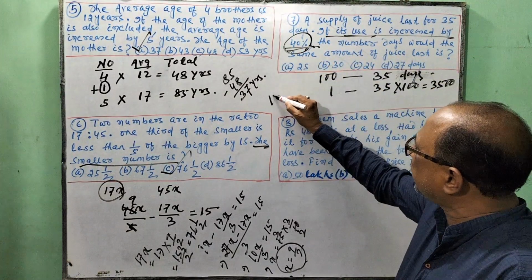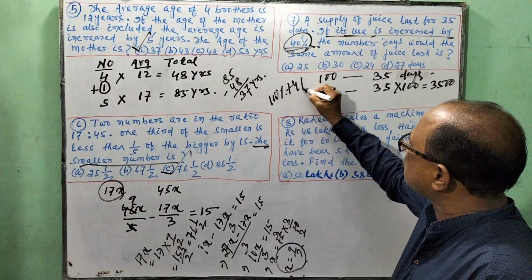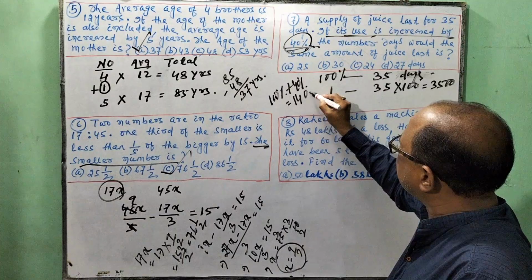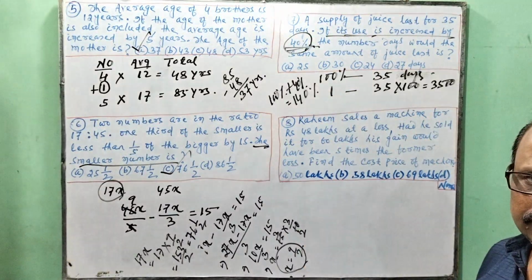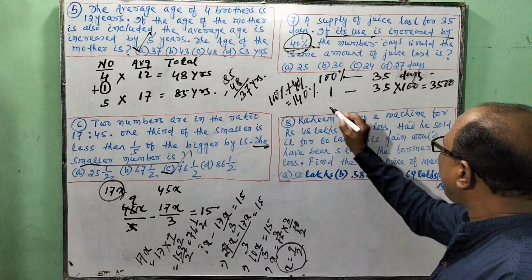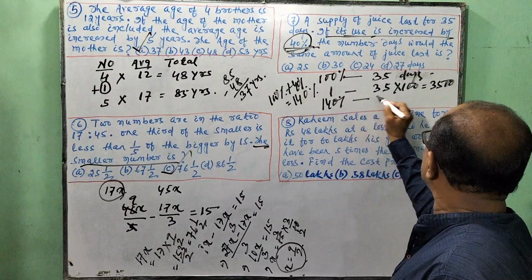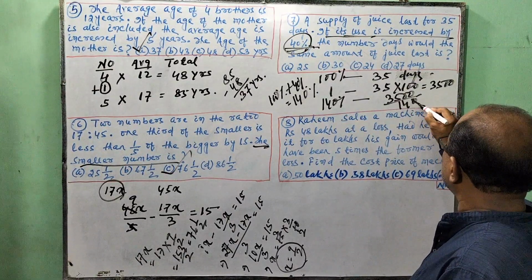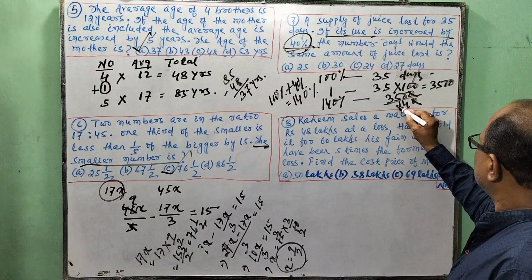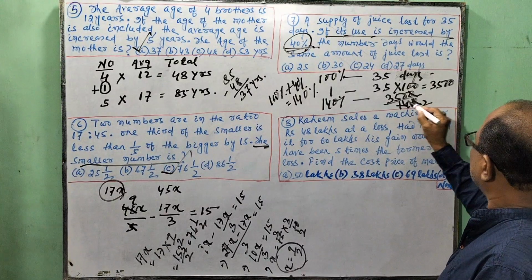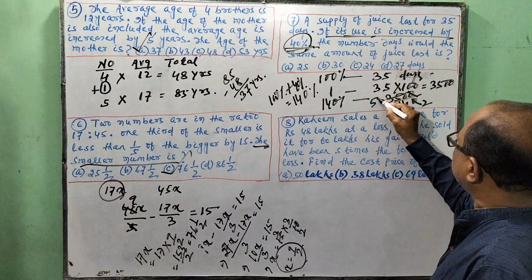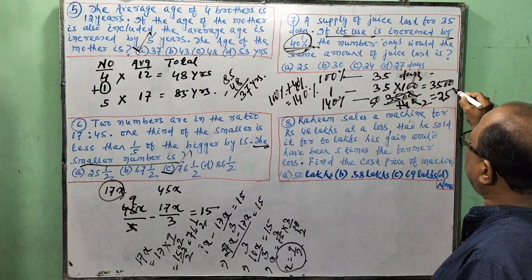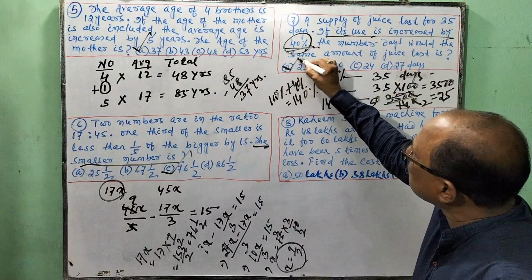So 100% plus 40%, it is now used 140%. So 140% is equal to 3500 by 140, which is 350 by 14, that is 25 days. So this is the answer.